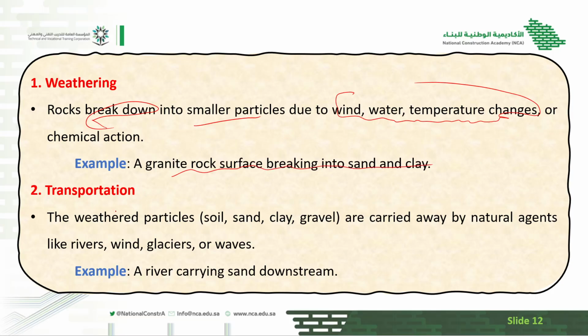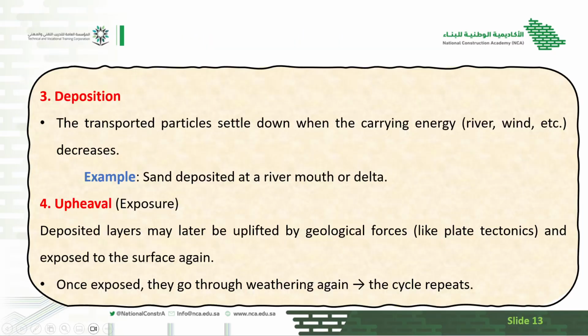Transportation, what does it mean? Transportation means the weathered particles, the particles converted from big to small, like sand, clay, and gravels, are carried away by a natural agent, by wind, glacier, or any other agent. What does deposition mean? The transported particles settle down when the carrying energy decreases.